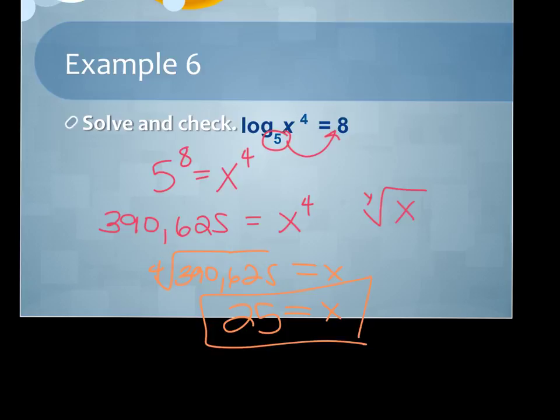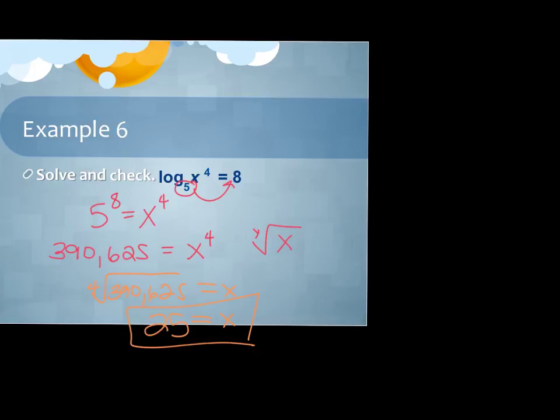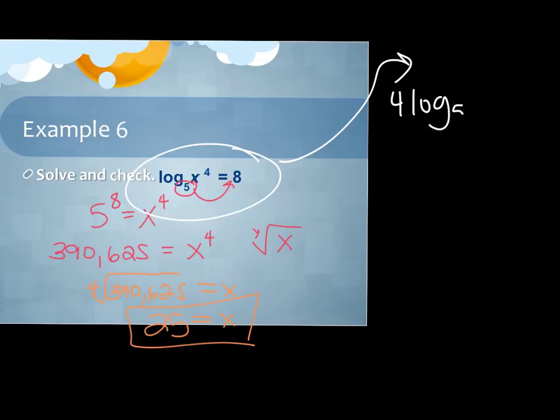Is there any other way you could have done this? Can you think of any other way you could have done it? What can we do with exponents on logs? You can push it to the front. So I could have taken this exact thing and written 4 log base 5 of x equals 8. Now before I can put that into exponential notation, the log's got to be by itself. So I've got to get rid of the 4 in the front. That is 4 times log base 5 of x.